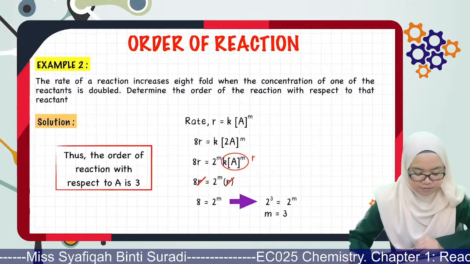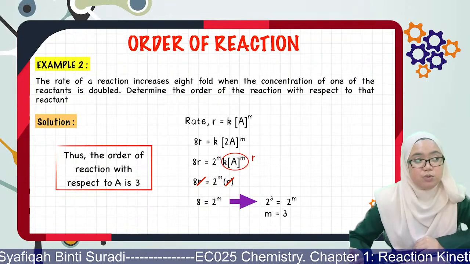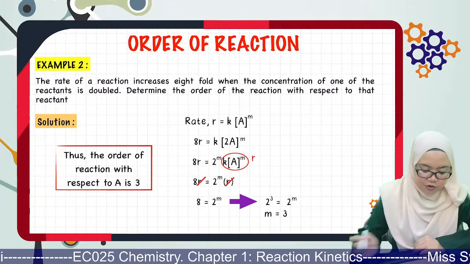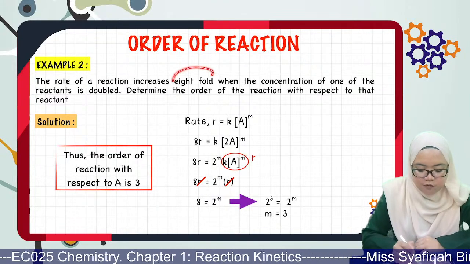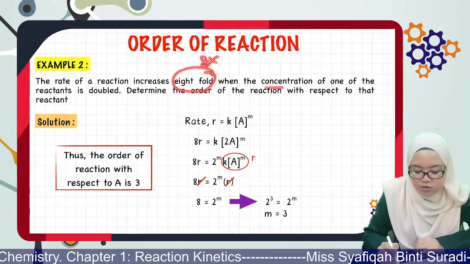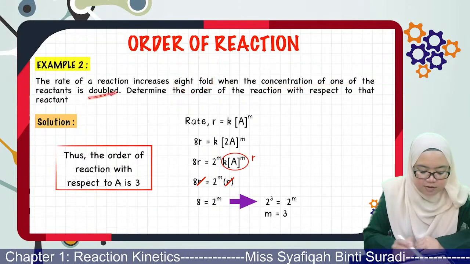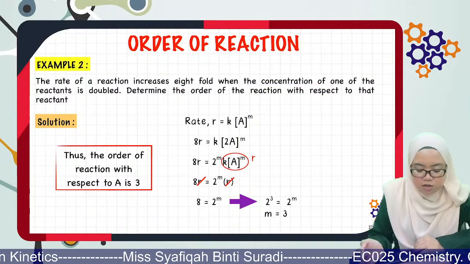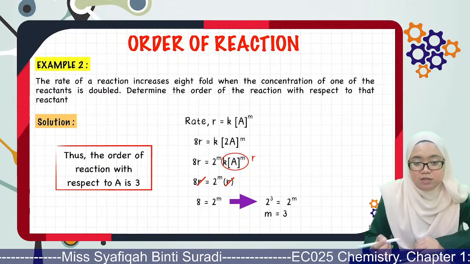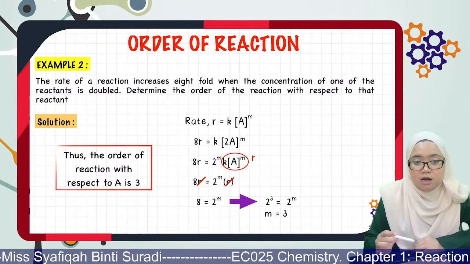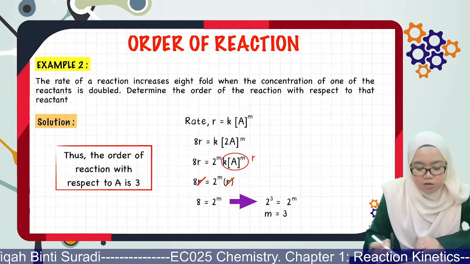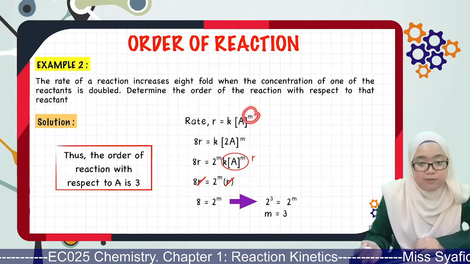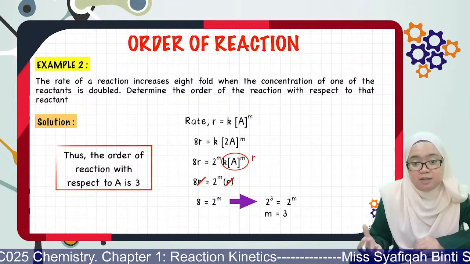Alright. So, this is an example question for order of reaction. Okay. The rate of reaction increases 8-fold. So 8-fold here means 8 times when the concentration of one of the reactants is doubled. So determine the order of the reaction with respect to that reactant. So when we double our concentration, our rate will become 8 times. So we know that R is equals to K times concentration A to the power of M. M is our order of reaction, which we do not know.